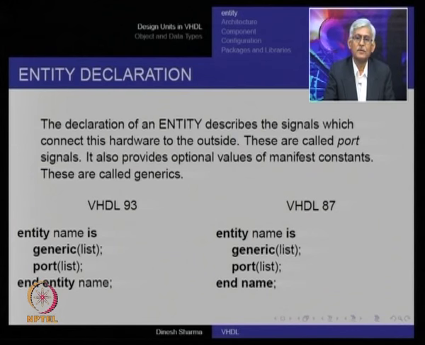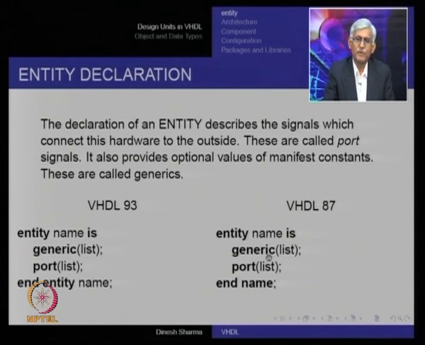Such manifest constants are described during the entity apart from the interconnection with the outside world, and then they are called generics. So, you have a list of generics and a list of signals which form the ports.